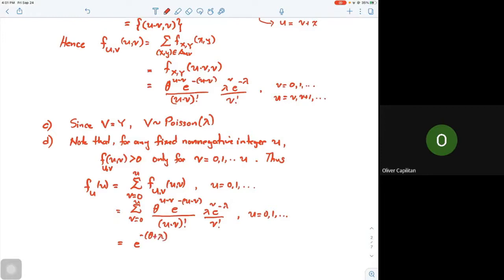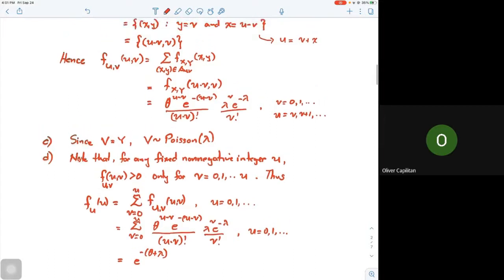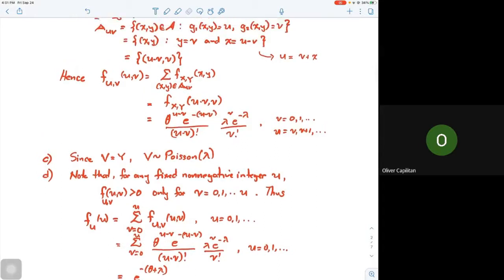Sorry, I made a mistake. This is theta to the u, then e to the negative theta, and this is e to the negative lambda. This lambda is the same as the other one, so we erase it. So, minus lambda. So, we have that.